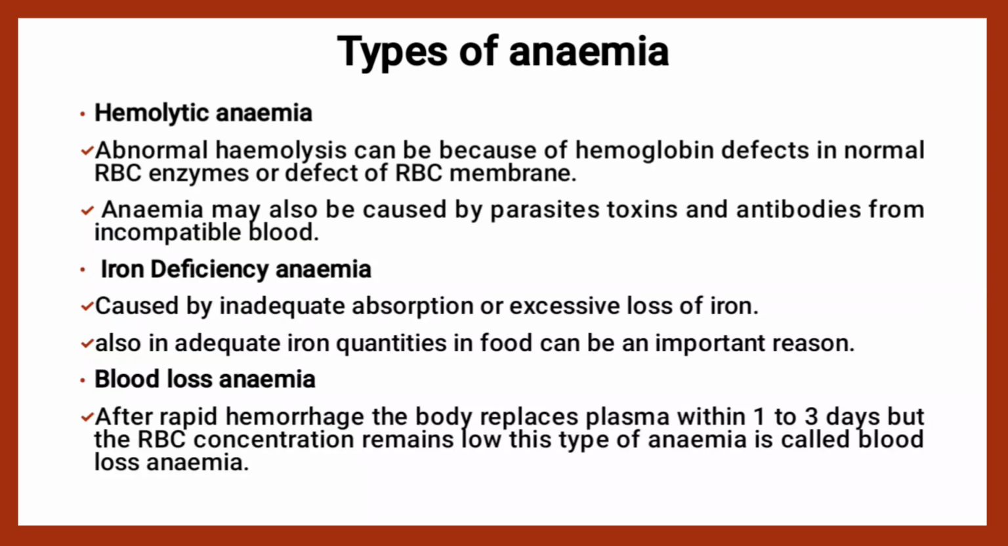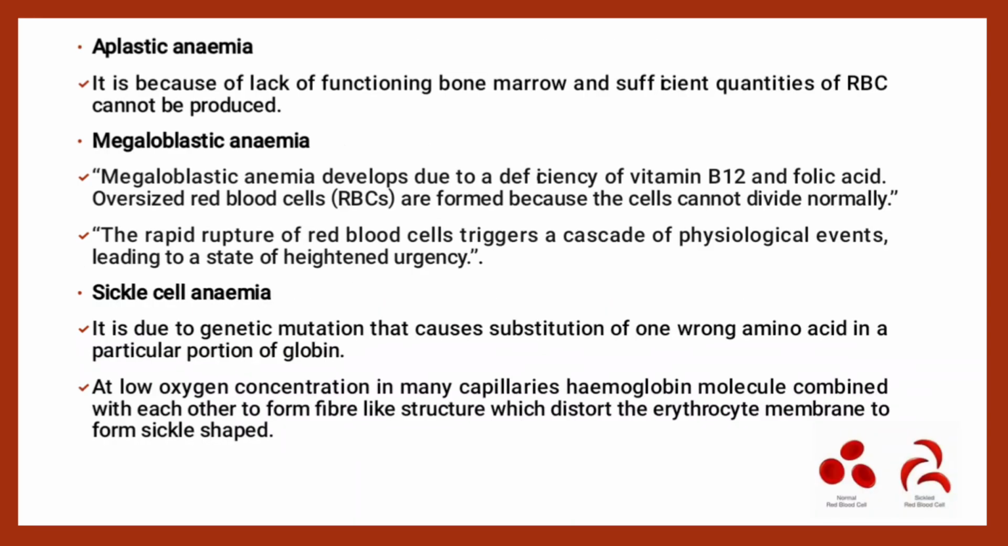What is iron deficiency anemia? It is caused by inadequate absorption or excessive loss of iron. Also, inadequate iron quantities in food can be an important reason. What is blood loss anemia? After rapid hemorrhage, the body replaces plasma within 1 to 3 days, but the RBC concentration remains low. This type of anemia is called blood loss anemia.